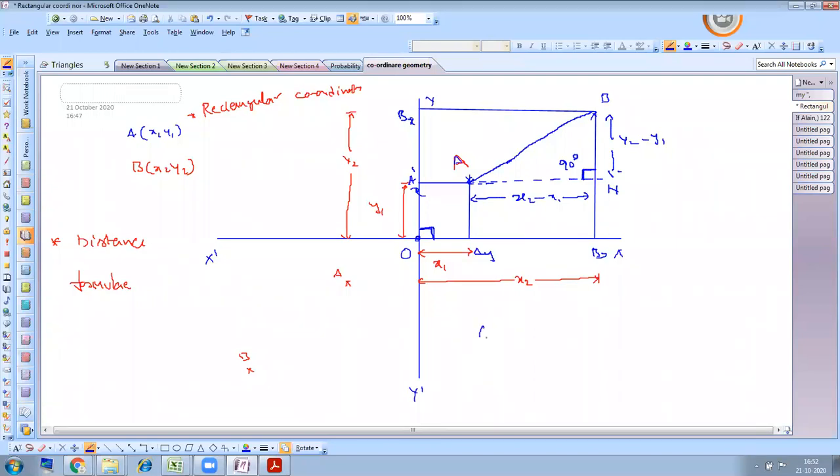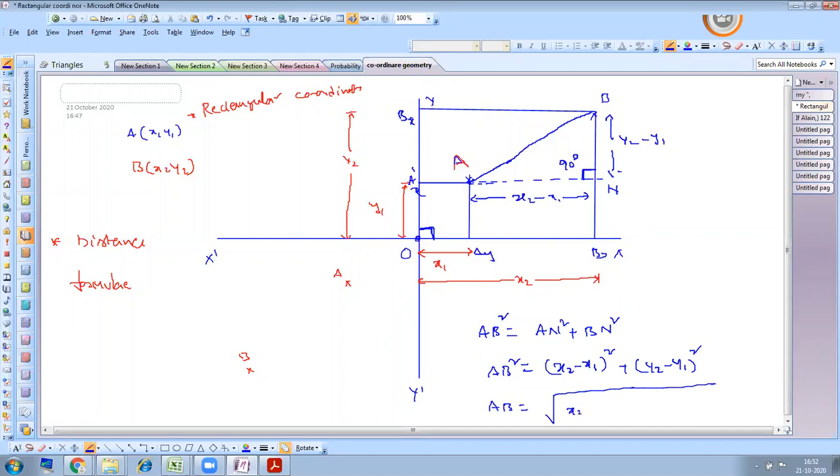How can I calculate the length of AB? According to Pythagoras theorem, AB square is equal to AN square plus BN square. What is the AN value? X2 minus x1 whole square. BN value is y2 minus y1 whole square. This is AB square. So from here AB can be written in the simplest form as the square root of the square of the subtraction of abscissas plus the square of the subtraction of ordinates. So this is how we can calculate the distance of AB.